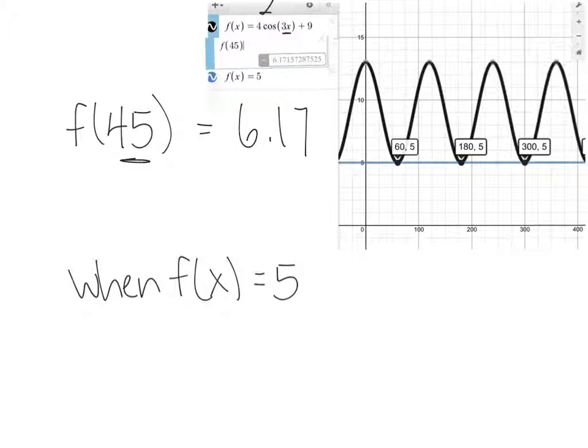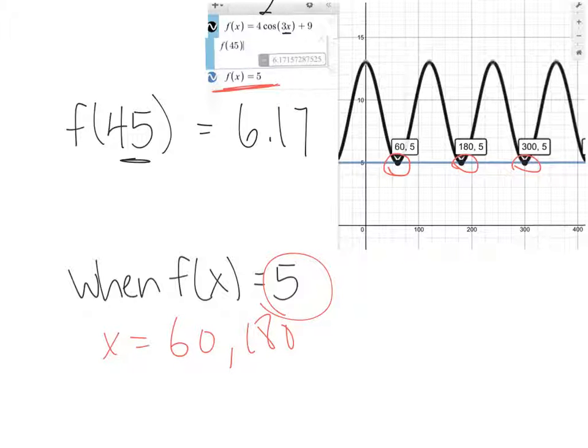The next question asks, what values of x will give us 5 for our y value? So on my graph, I plotted the function y equals 5, or f of x equals 5. You can see the blue line at the bottom. So the curve hits the blue line at these points. So we would say 60, 180, and 300. That is when it meets its minimum, or 5.